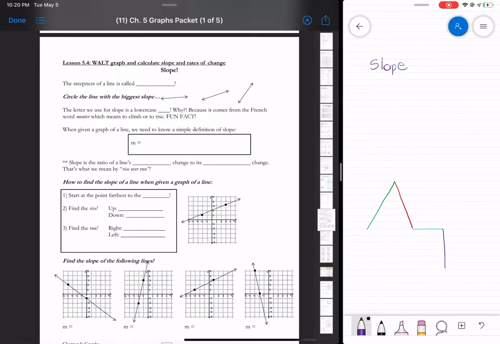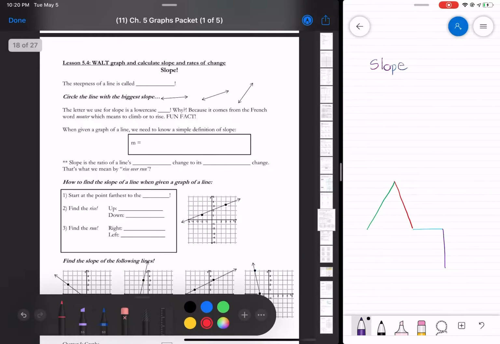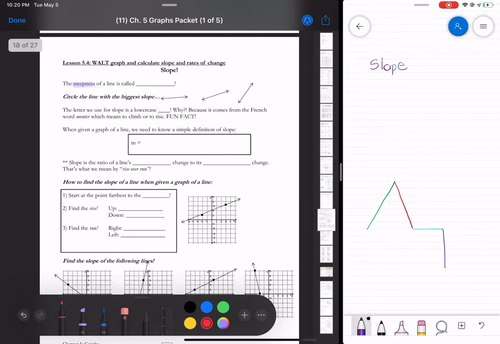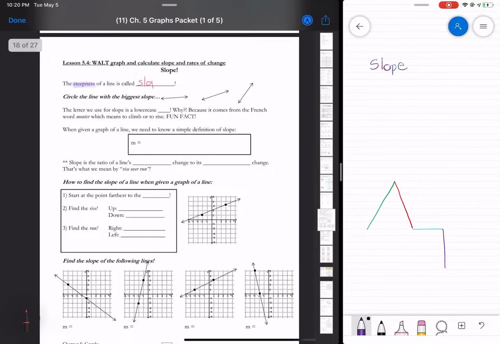All right, so today we're going to focus on slope. Now, the steepness of a line is how you would give the definition of slope. That's actually what it means. So when you think about slope, you think of maybe a mountain or a hill. You can also relate it to skiing, right? When you go up the mountain, you go down the mountain, or you're just on like a bunny slope, whatever the case is, right? You think about the steepness.